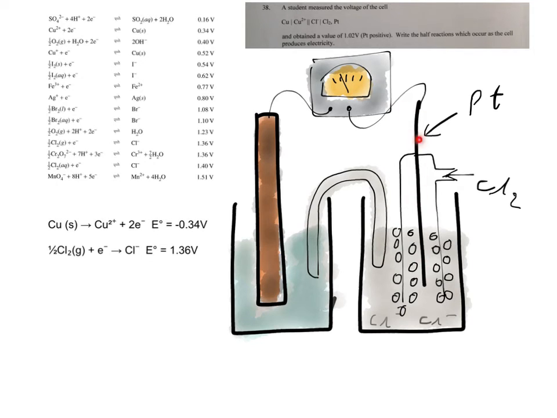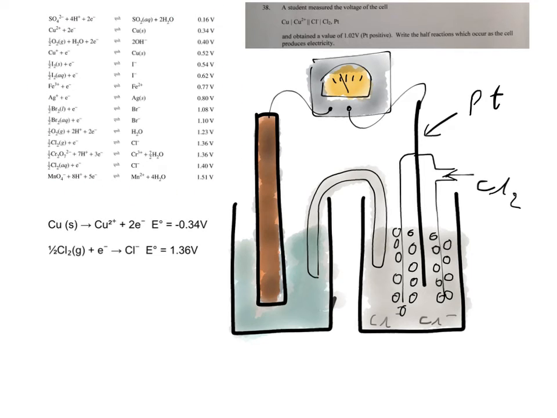Now the inert platinum electrode does not do anything other than transfer electrons. Now it says they obtained a value of 1.02 volts with the platinum being positive. Platinum being positive means that the electrons were flowing this direction. Okay. So, write the half equations which occur. Well, this is from the table of standard reduction potentials.